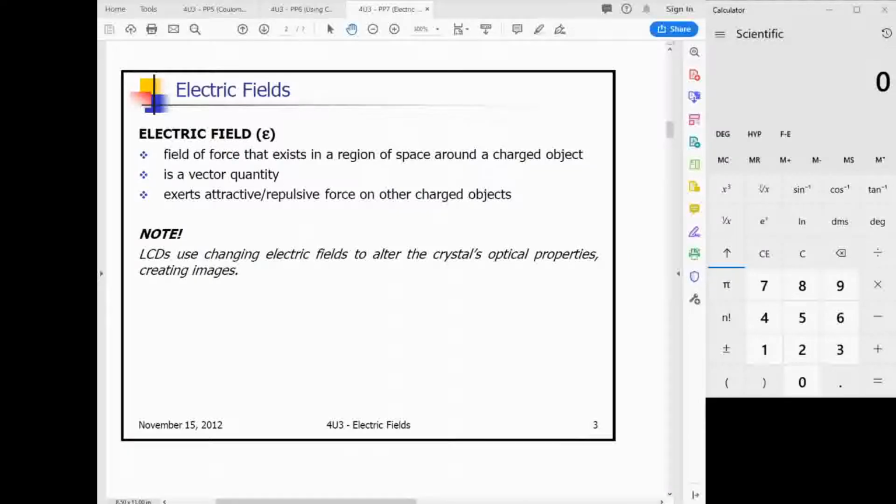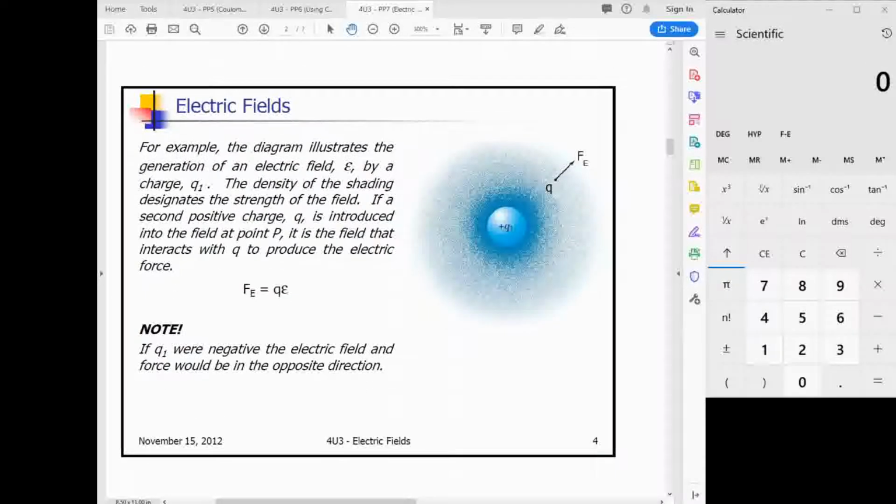So I'd like you to copy this down. Electric field, the symbol you see there is epsilon. It's a field of force that exists in a region of space around a charged object. The electric field is a vector quantity, and it exerts either attractive or repulsive forces on other charged objects. It's attractive if the objects have opposite charges, and it's repulsive if they have like charges. Next it says LCDs use changing electric fields to alter the crystal's optical properties, creating images. That's not necessarily something you need to copy down, but that's just another note.